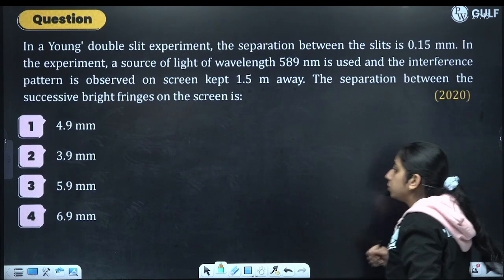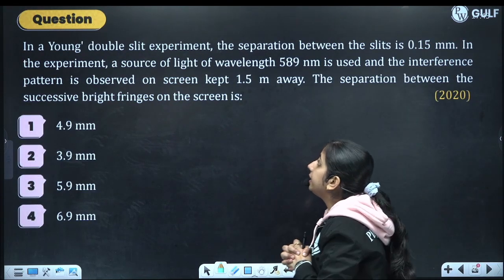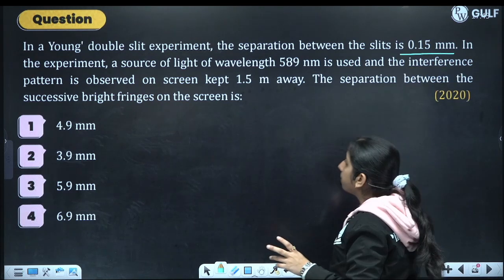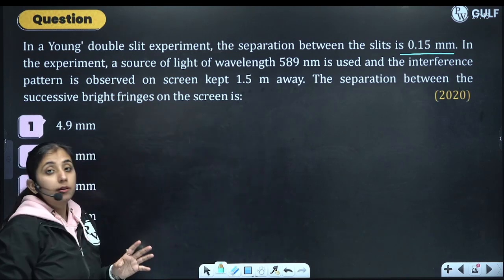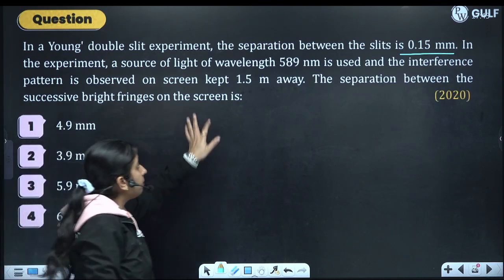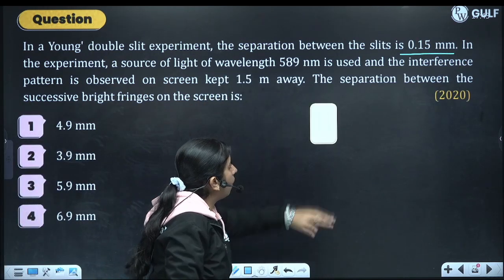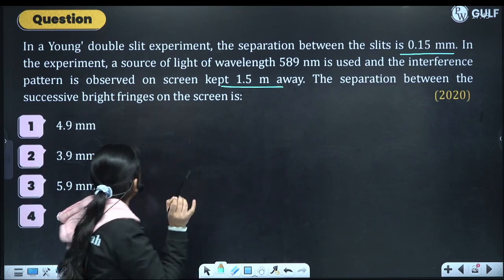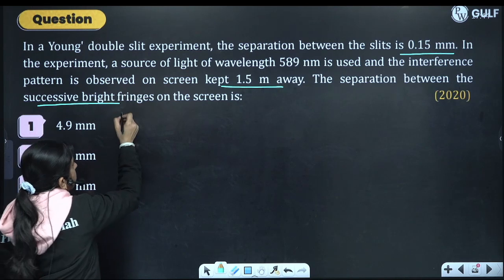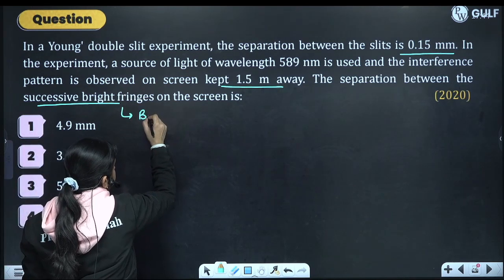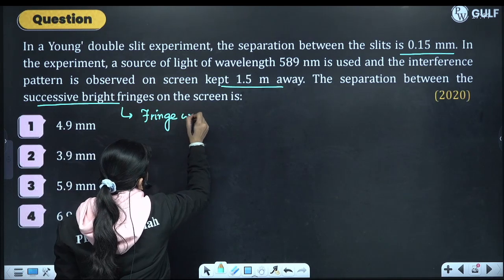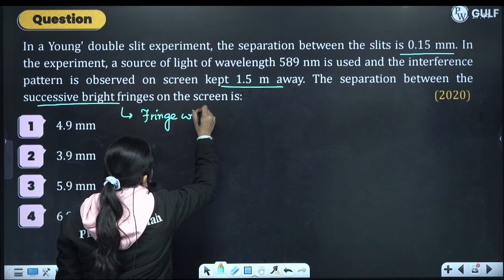Now let us come to the last question for the day. In a Young's double slit experiment, the separation between the slits is 0.15 mm. A source of light of 589 nanometer is used and the interference pattern is observed on a screen kept 1.5 meter away. What is the separation between successive bright fringes? This ultimately means fringe width only.